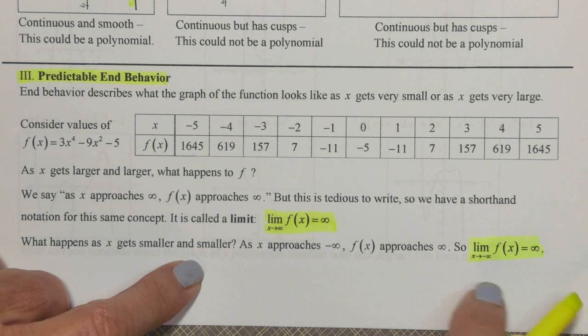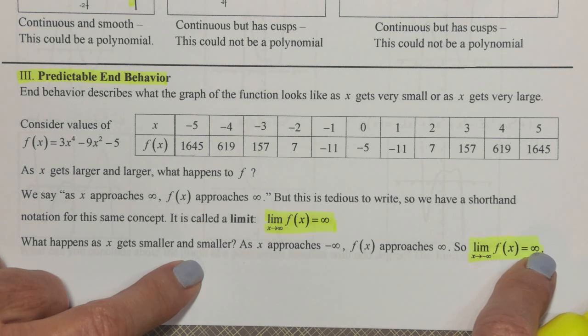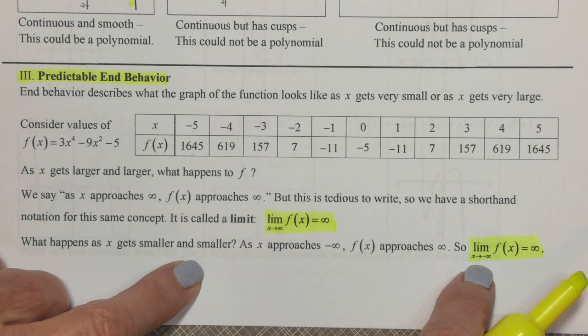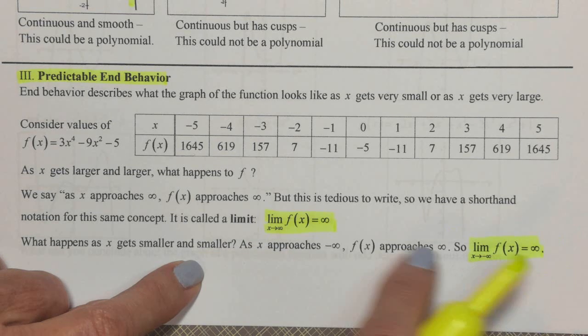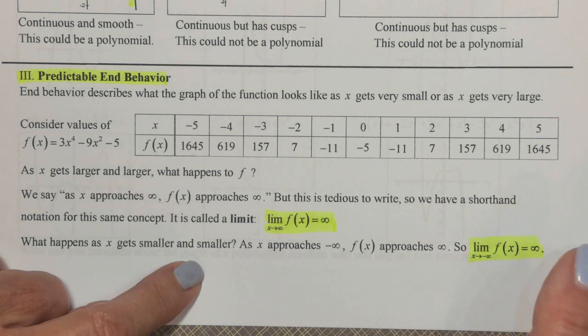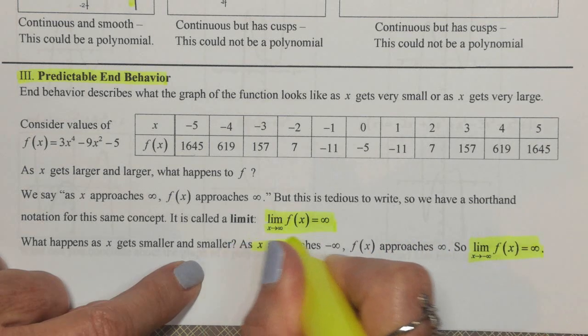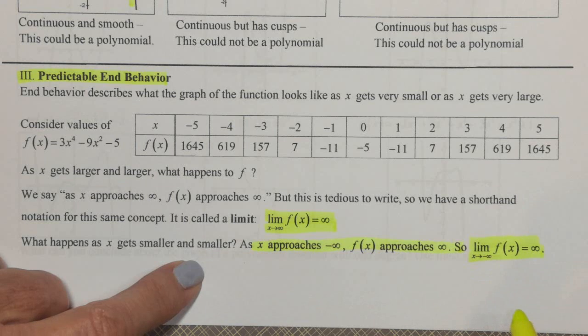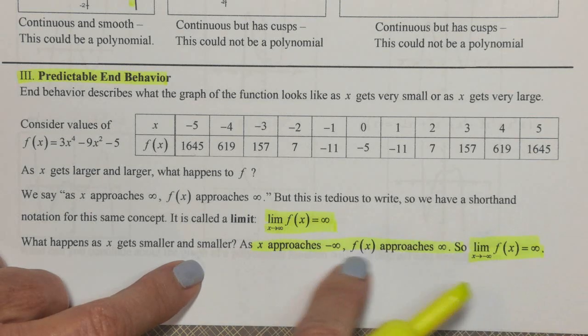And we can say the same thing for x going to negative infinity. As x approaches negative infinity, the function approaches infinity. So that's limit notation. If you don't like limit notation, you can write all of this out, and that's fine too, because they mean the same thing. But you need to know limit notation because you'll see it. So your choice.